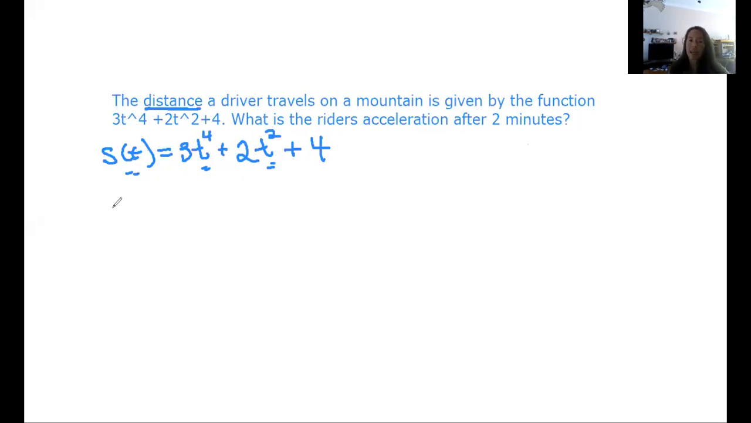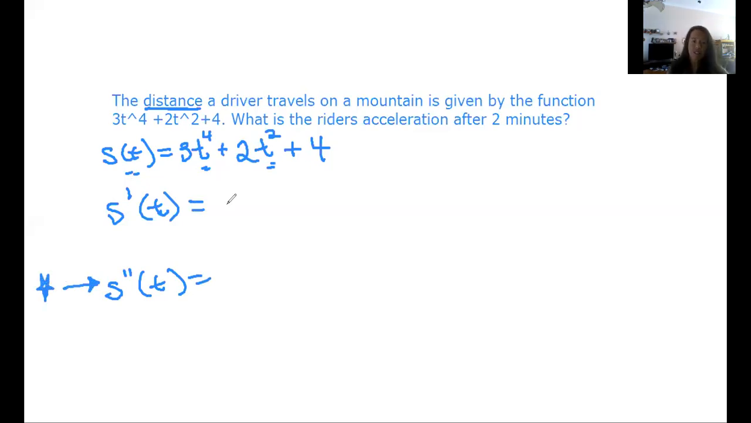But they don't want the position. They don't want the velocity, which is the first derivative. They want the acceleration, which is the second derivative. Okay, so that's what we've got to work towards.